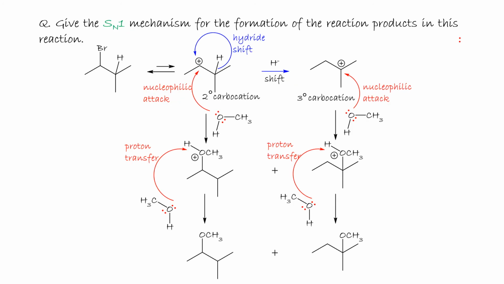The mechanism. Give the mechanism for this reaction. Okay. The first step, loss of leaving group. Formation of carbocation. The carbocation will be attacked, nucleophilic attack, by a methanol molecule, forming this oxonium ion. Proton transfer to give the product with no rearrangement.